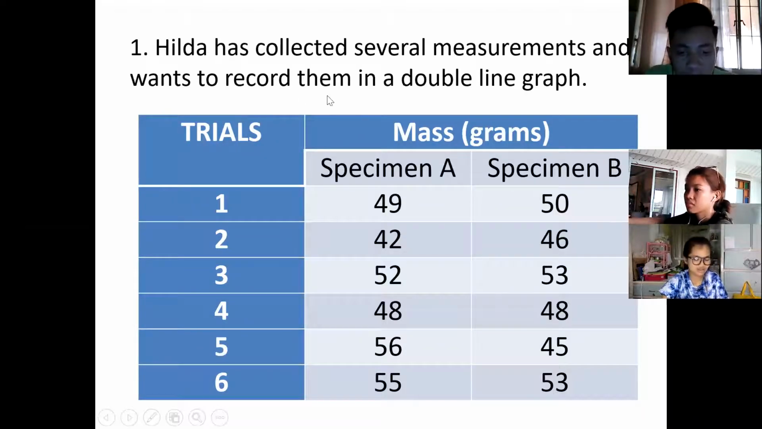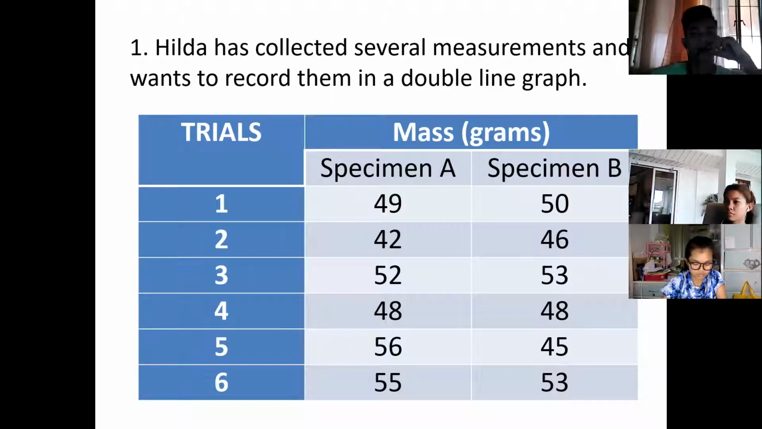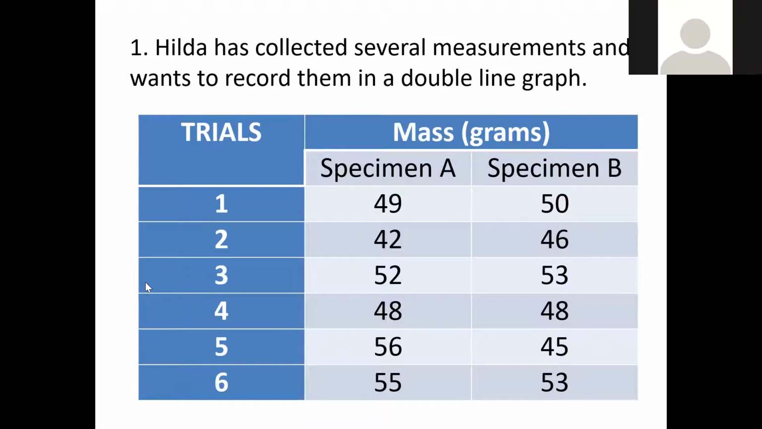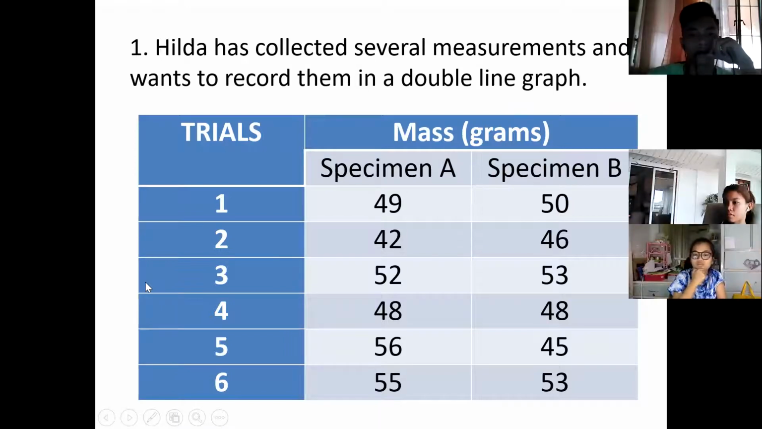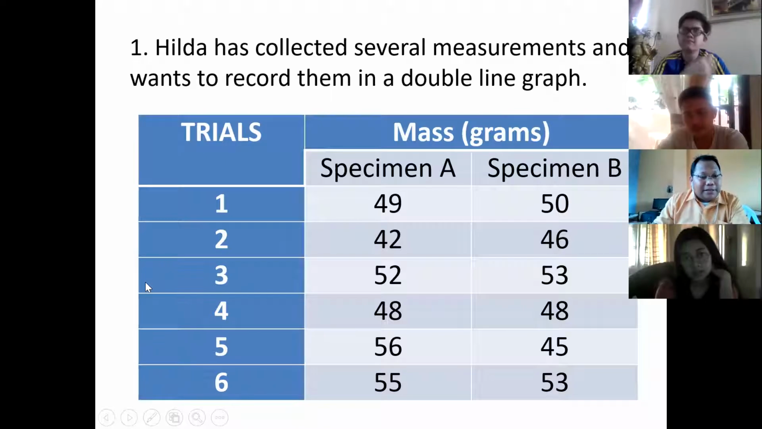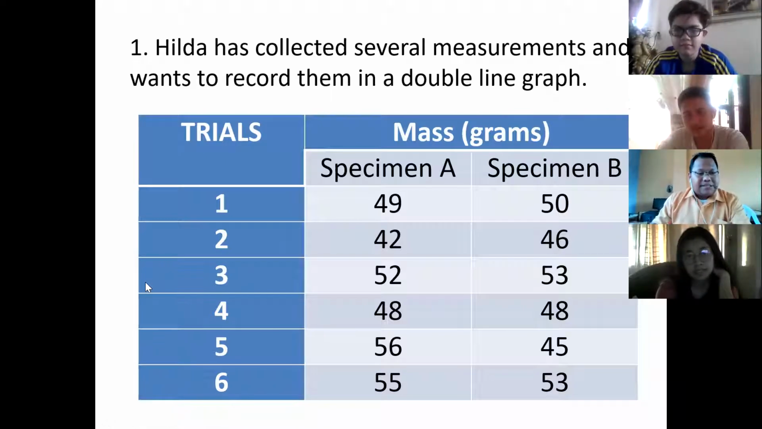Hilda has collected several measurements and wants to record them in a double line graph. Like on trials, you have trials 1 to 6, mass for specimen A, mass in grams. Then you have the column for the mass of specimen B, still the mass in grams. What will you put on the x-axis, the mass in grams or the trials? Grade 12, what will you put on the x-axis? Trials, sir. Trials, correct. While on the y-axis, you will put the mass in grams.